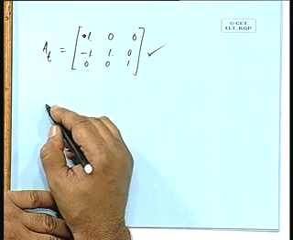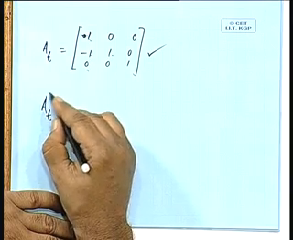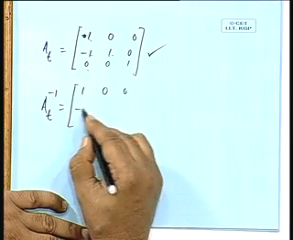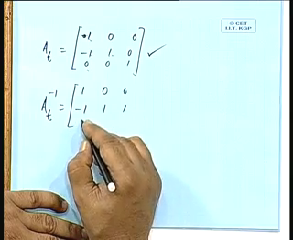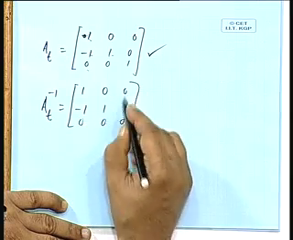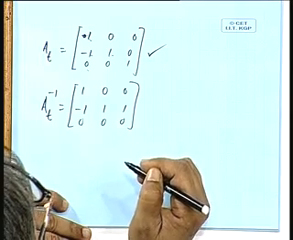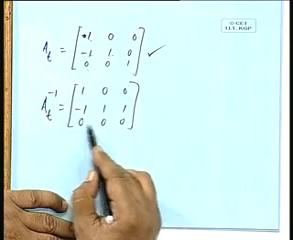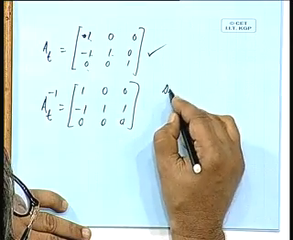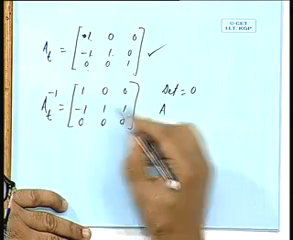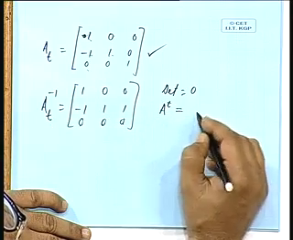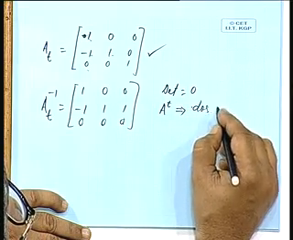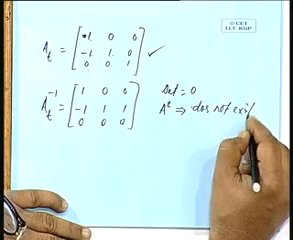Let us take another example. AT inverse equal to 1 0 0 minus 1 1 1 0 0 0. Is this a possible submatrix of a tree? What would be the determinant of this? There are 3 zeros. So, the determinant is 0. So, inverse of this, that is AT, does not exist. So, this cannot be a candidate.